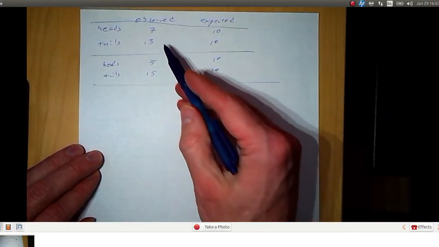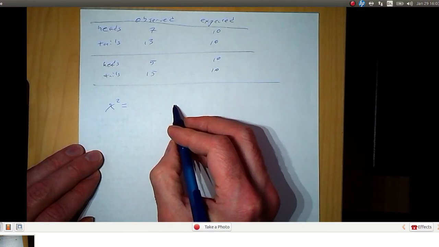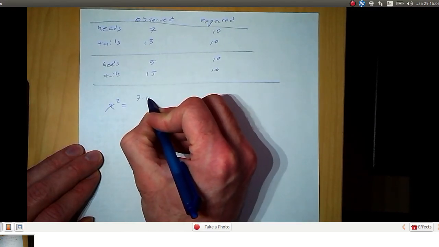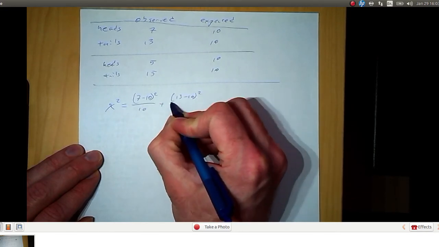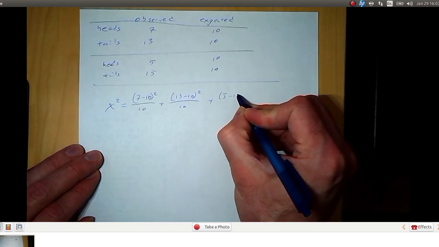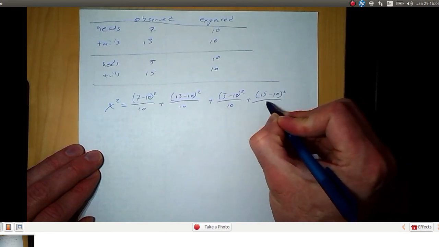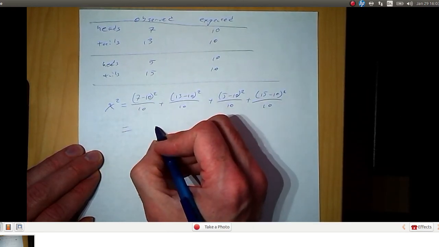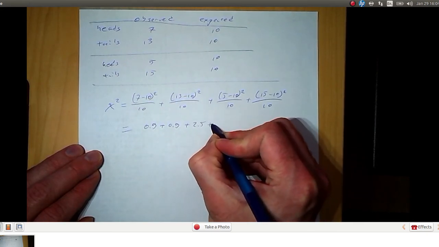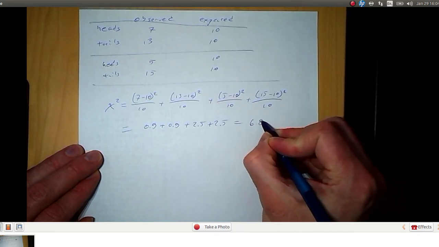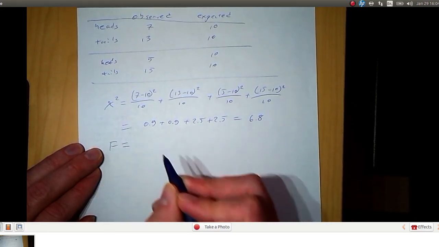Okay, so here's the new one and here's the first one. Now we can recompute chi-squared. So chi-squared, again, we've got 7 minus 10 squared over 10 plus 13 minus 10 squared over 10 plus 5 minus 10 squared over 10 plus 15 minus 10 squared over 10, which is 0.9 plus 0.9 plus 2.5 plus 2.5, which equals 6.8. So now we have chi-squared as 6.8. And let's see about the degrees of freedom.